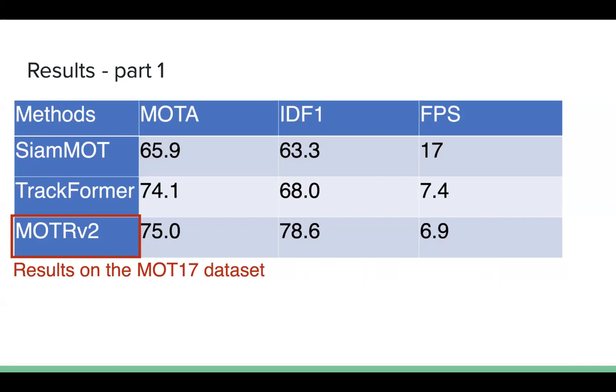As you can see, MOTRv2 won in the sense that it had much higher MOTA scores and it had a higher IDF1 score. However, it was the slowest algorithm out of the three. Nevertheless, I chose this as the best method thus far for end-to-end tracking.